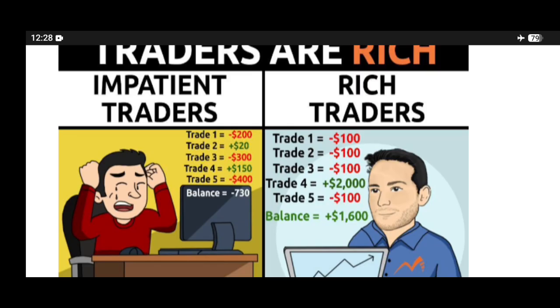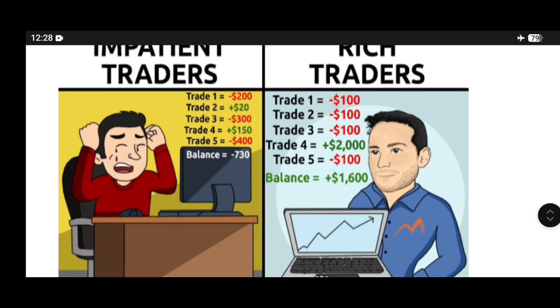But let's go to the rich trader. He took his first trade, he lost $100. He took his second trade, he lost $100. He took his third trade, he lost $100. He took the fourth one, he makes $2,000. And took the fifth one, he lost $100. Then his account balance is $1,600.